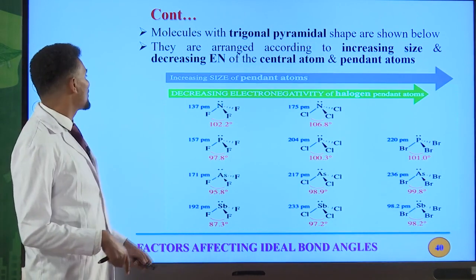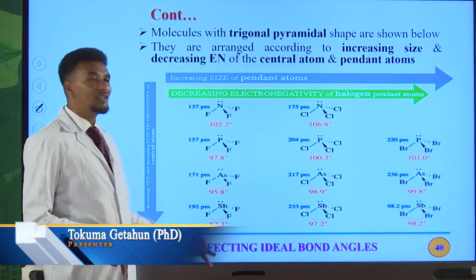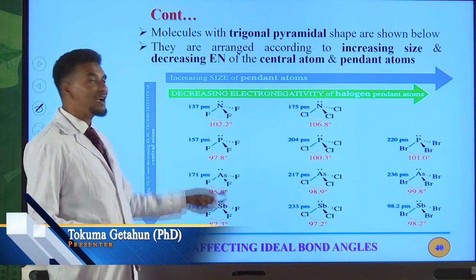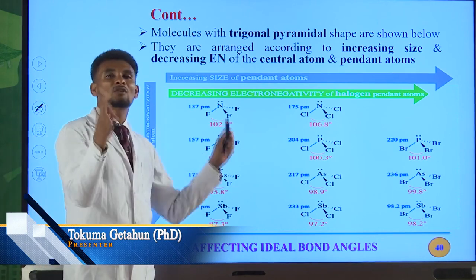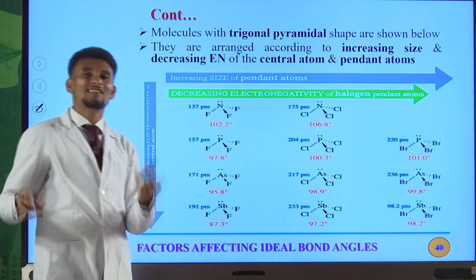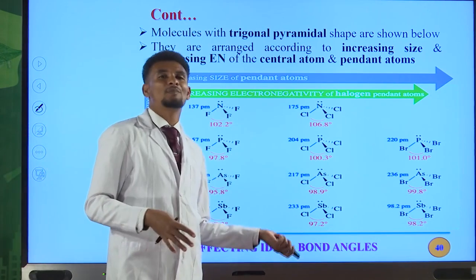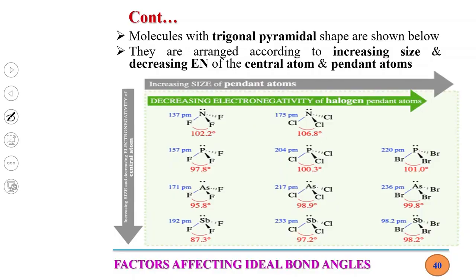So look at these molecules. Electronegativity decreases down the group. The bond angle also decreases. They are directly proportional. So the electronegativity of the central atom as well as the pendant atoms, and the size of the central atom as well as the pendant atoms, affect the bond angles, as you can see from all these molecules. So this is all about molecular geometry and the factors that affect the molecular geometry. So let us practice by answering these questions.